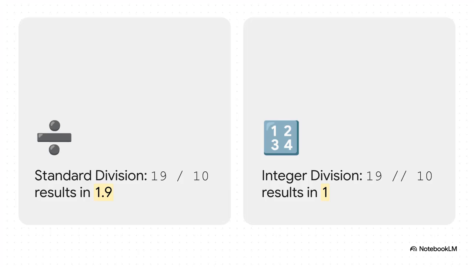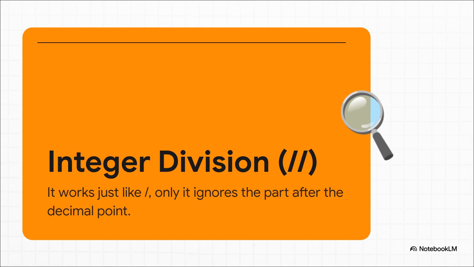Okay, let's just put it side by side. With a normal single slash, 19/10 gives you what you'd expect, right? The exact decimal answer, 1.9. But look what happens with the double slash. 19//10 gives you just 1. So what's going on here? Well, the double slash does the division, but then it just completely chops off everything after the decimal point. It doesn't round, it doesn't care how big that fraction is, it just throws it away, leaving you with a nice, clean, whole number, an integer.